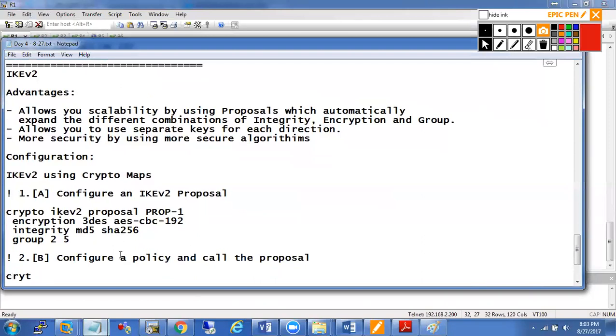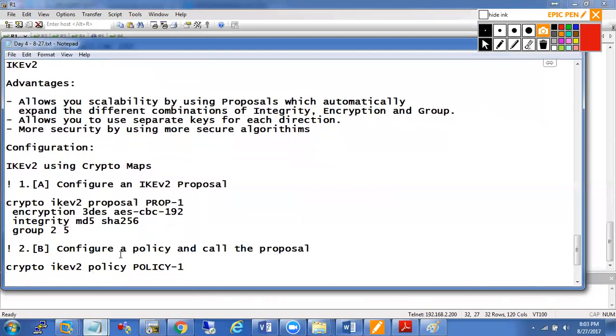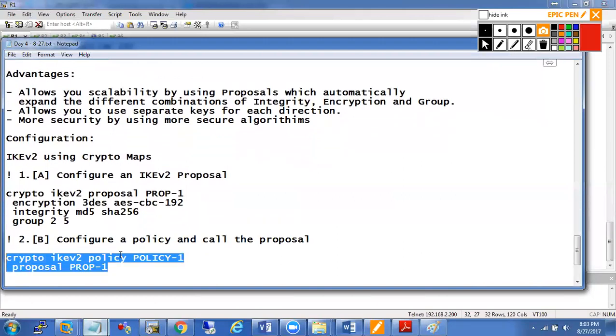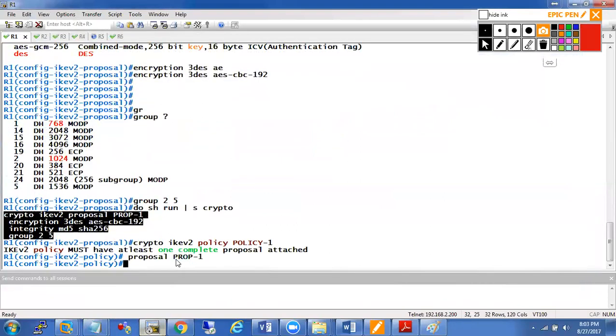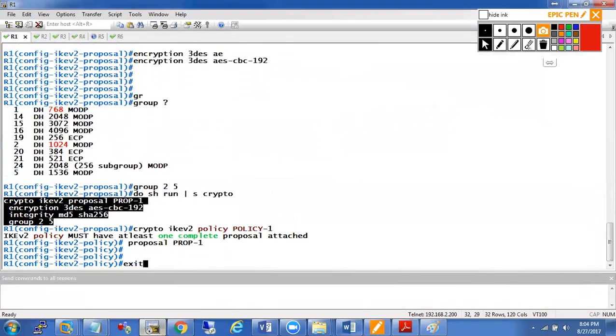Crypto IKE V2 policy, let's call it policy 1. The proposal, this is where you attach the proposal to it, top 1. There's nothing major over here, so I can just copy and paste it.